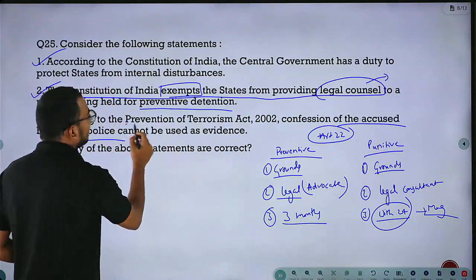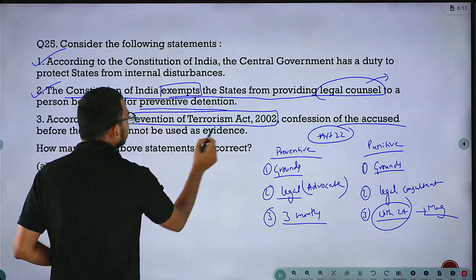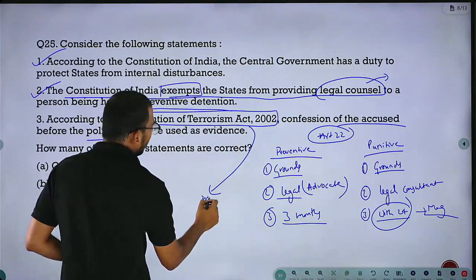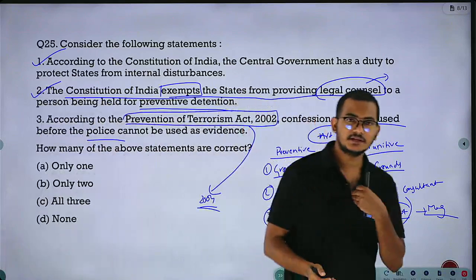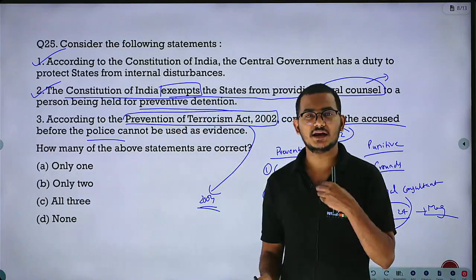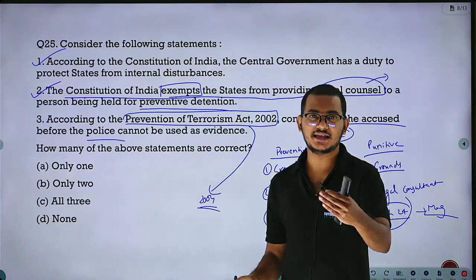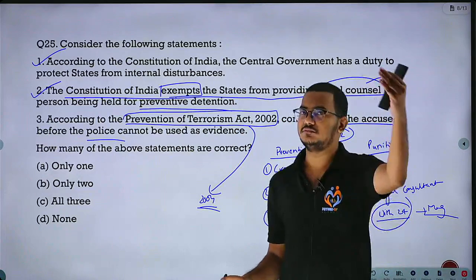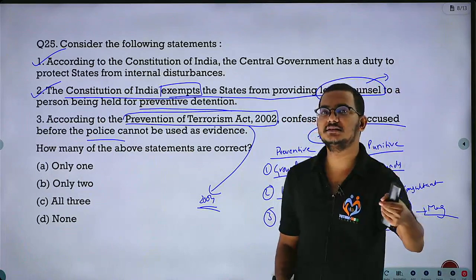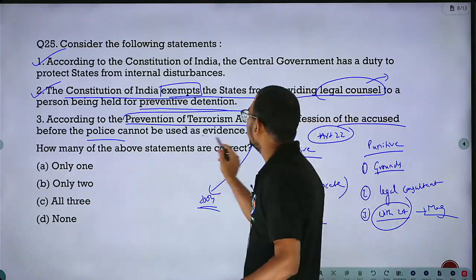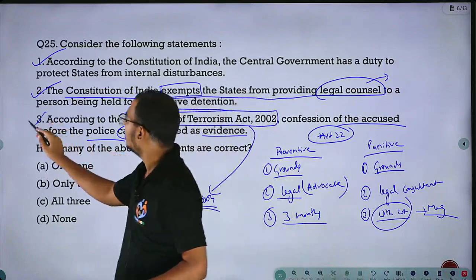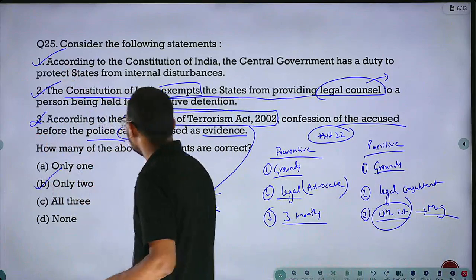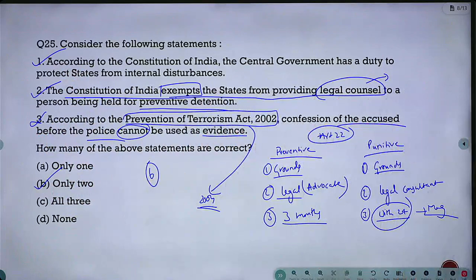Actually, see, this Prevention of Terrorism Act came in 2002 and was repealed in 2004. In this, what they have mentioned is, if I as a person confess my crime in front of a police officer ranking SP or above, then that will be considered as proof, evidence. Here it is saying it cannot be considered, so this statement is wrong. So only two statements are correct, and your answer is option B.